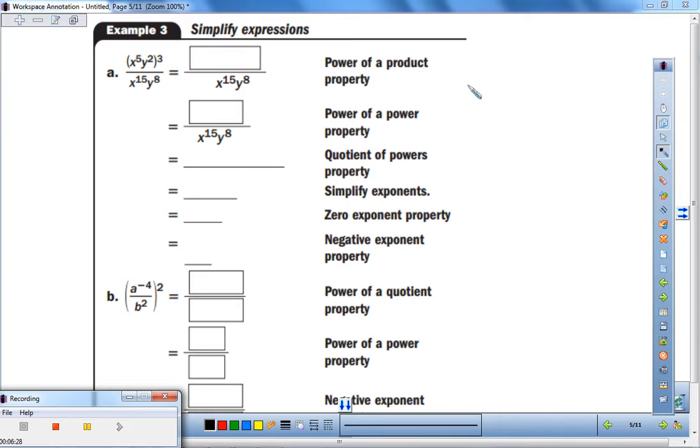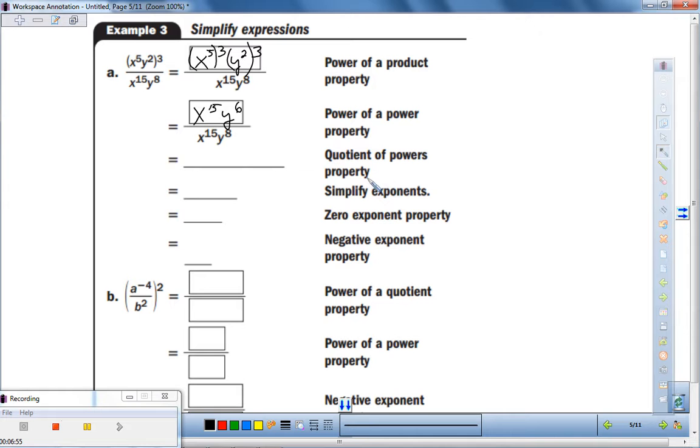Let's look at example 3. We're going to use the power of a product. We have this 3 here, so it's going to be 3 times 5, so x to the 5 times 3, and then y squared times 3. So 3 times 5 gives us 15, and 3 times 2 gives us 6. So now we have x to the 15th, y to the 6th over these.